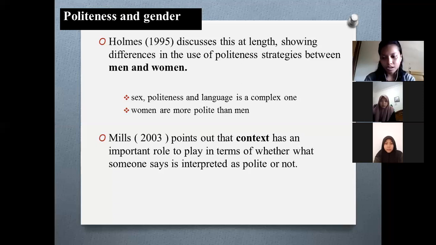it also depends on what we mean by polite, as well as which women and men are being compared and what setting or community of practice the interaction occurs in. There is the particular local condition in which the man or woman is speaking. Mills in 2003 points out that context has an important role to play in terms of whether what someone says is interpreted as polite or not. She gives the example of street remarks.